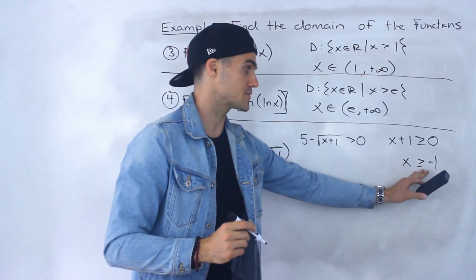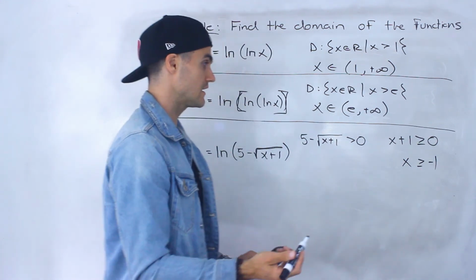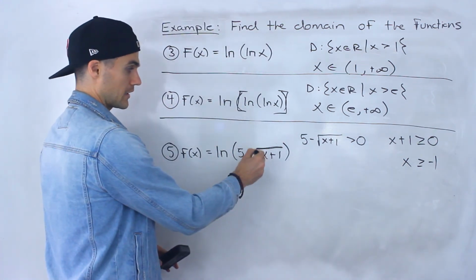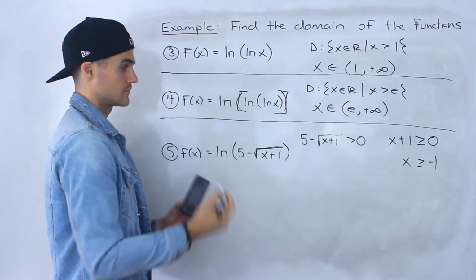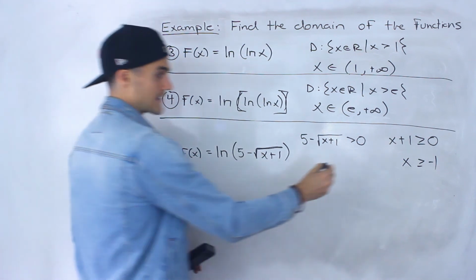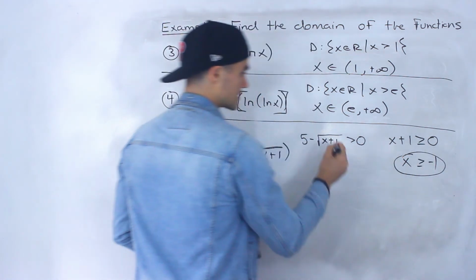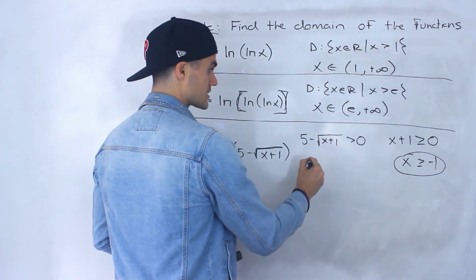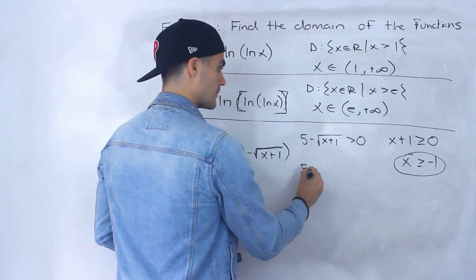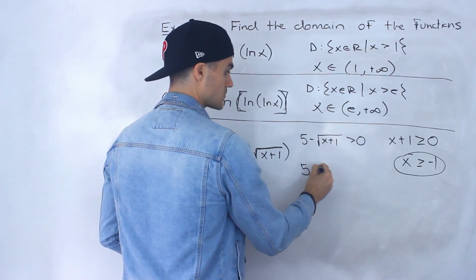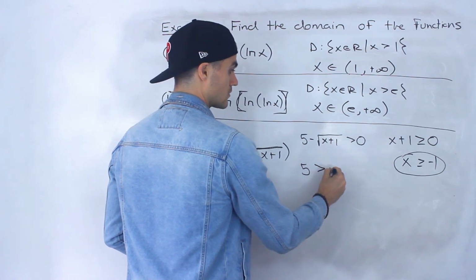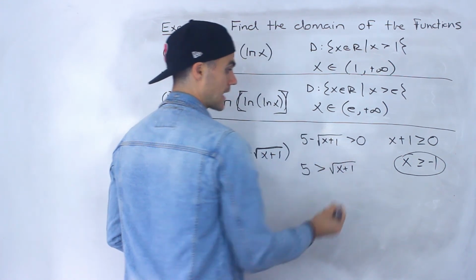So if x was less than -1, let's say -2, if we plug in -2 for this x value, notice we'll have the square root of a negative number. So we can't do that. So that's one restriction on x. Let's figure out what the restriction here is. So what I'm going to do is bring this negative root x plus 1 to the other side. So we'll have 5 is greater than root x plus 1, like that.